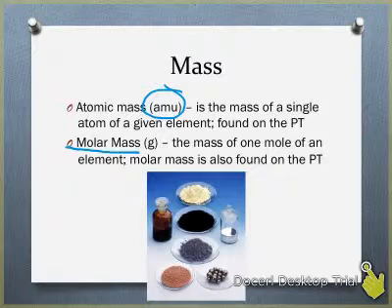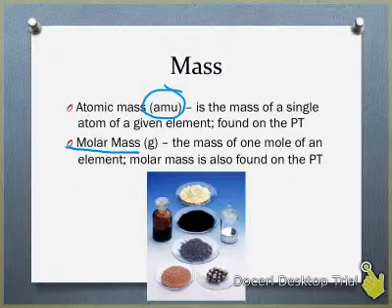So one atom of oxygen has an atomic mass of 16. One mole of oxygen has a mass of 16 grams. So the number is the same. We pull them straight off of the periodic table.